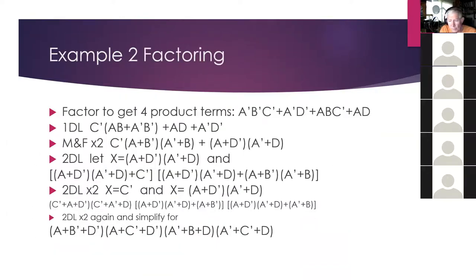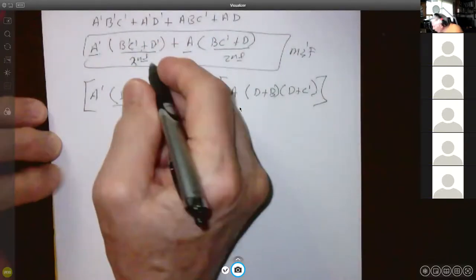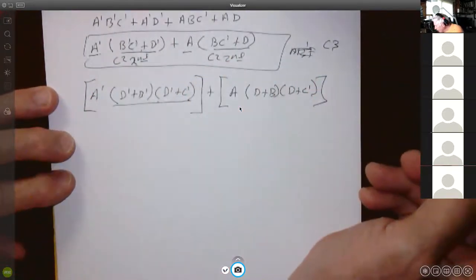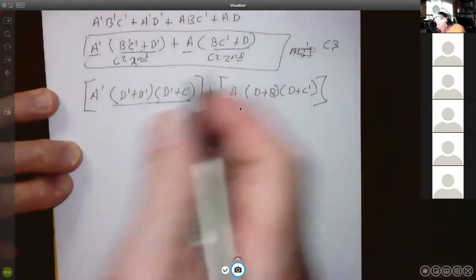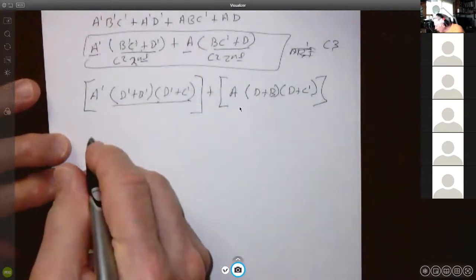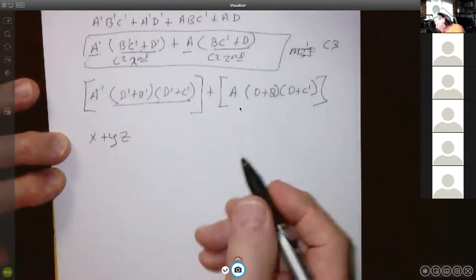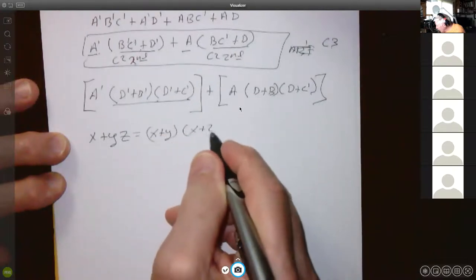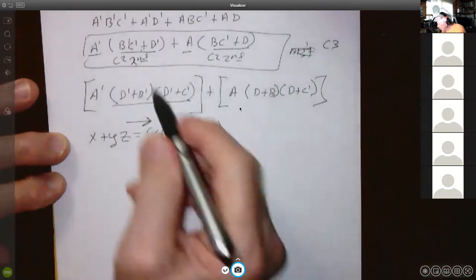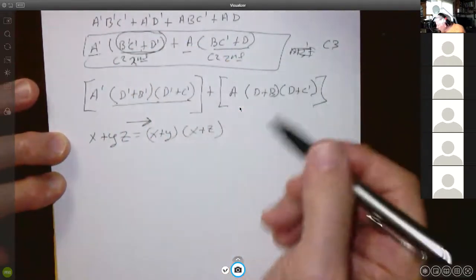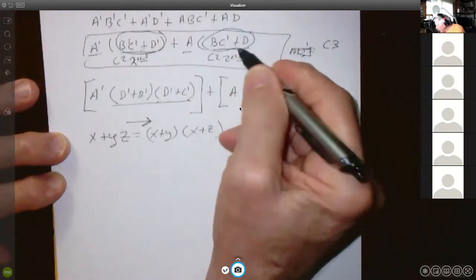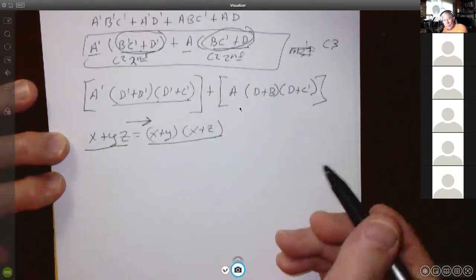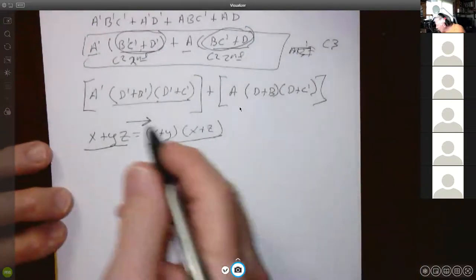So what I did is use C2, and then I'm going to use C3 on the whole thing. I applied C2 here. Remember, C2 is X plus YZ equals (X plus Y) times (X plus Z). I want to apply it in this direction, first to this quantity, and then separately to this quantity. In both cases, I'm going from this form to this form. Does that make sense? Yes, sir. And this is what I get.